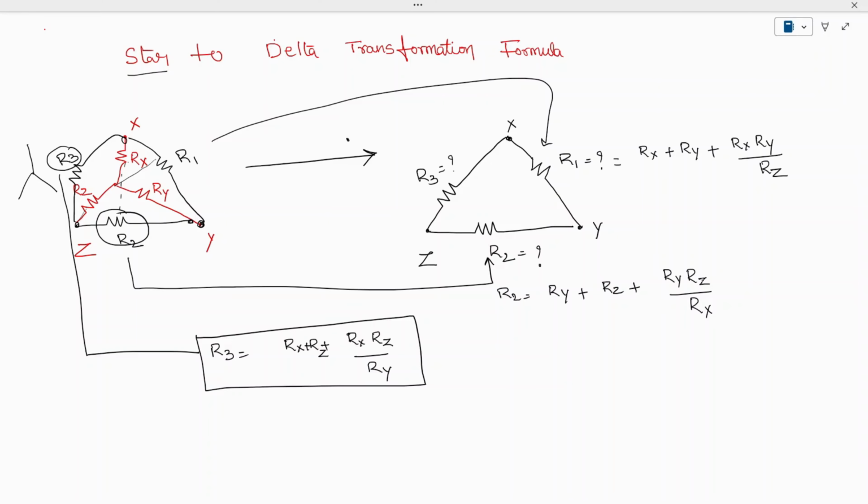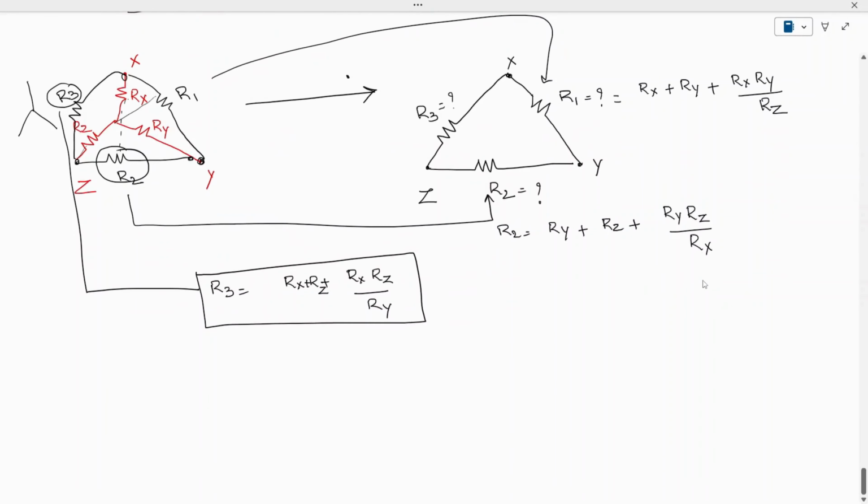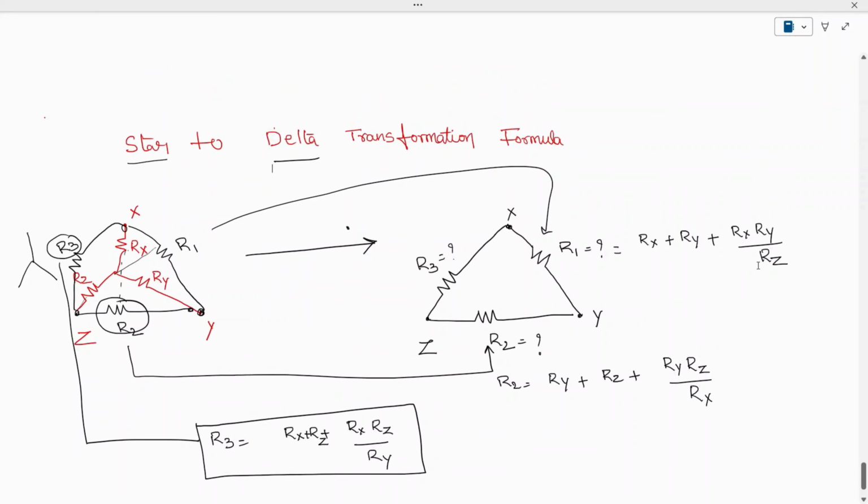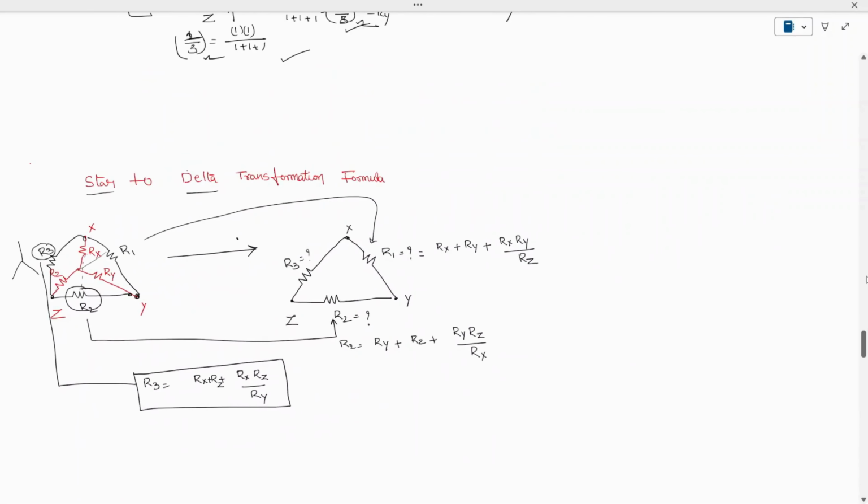In GATE, definitely you'll get this type of question. So how the question will be asked in the GATE exam, let us have a small preview.